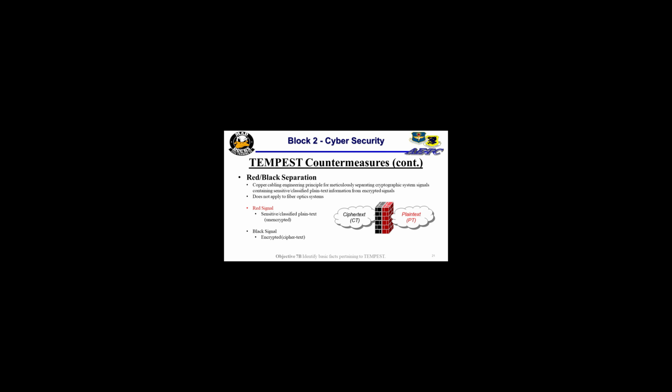So when I say red signal or a red circuit, anything that's on a red side is sensitive, classified information that has not been encrypted. It's in plain text. The way to easily remember it is if it's a red signal, it's easily read. You can read it. It's not encrypted. It's there for anybody to see.